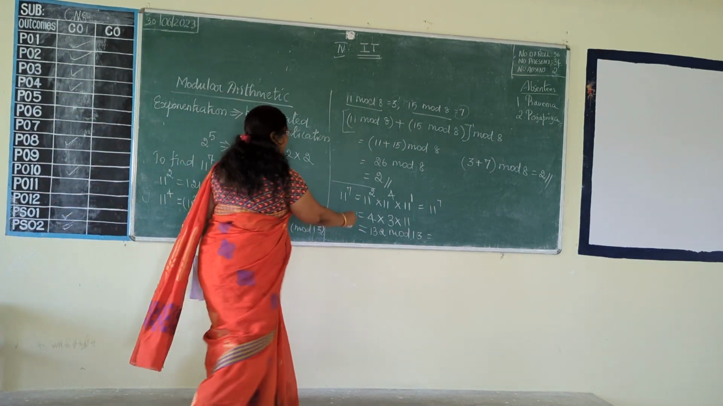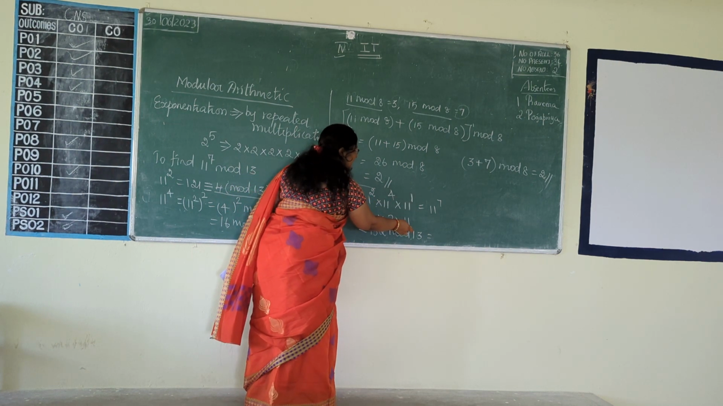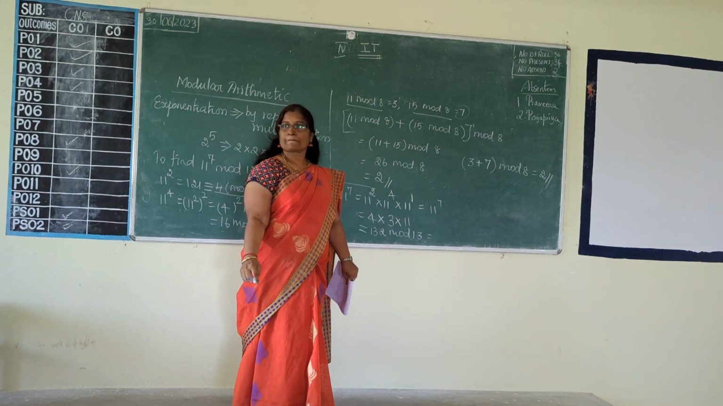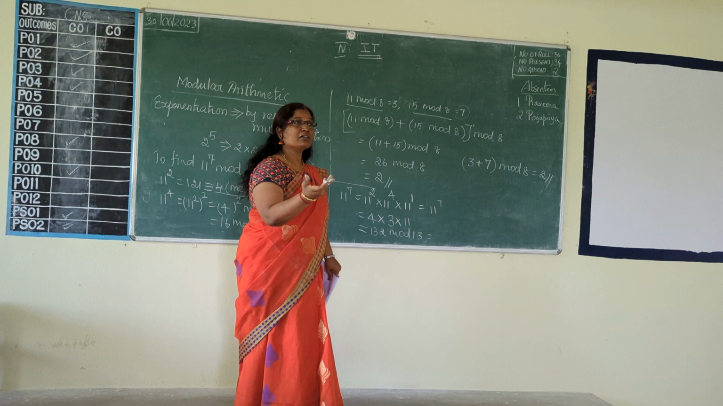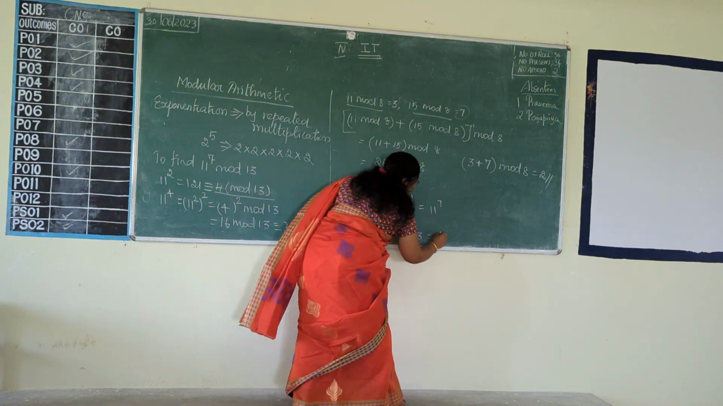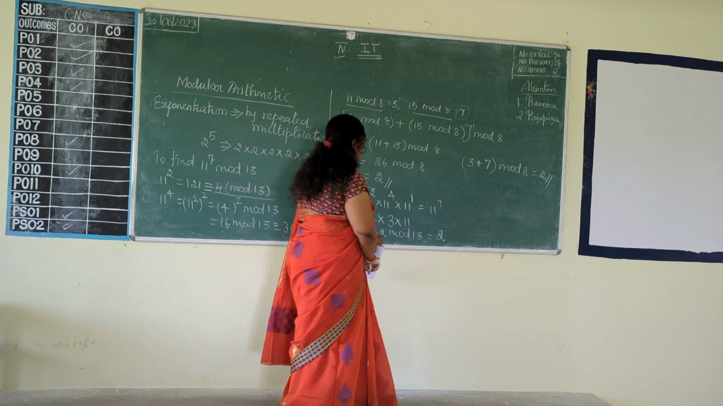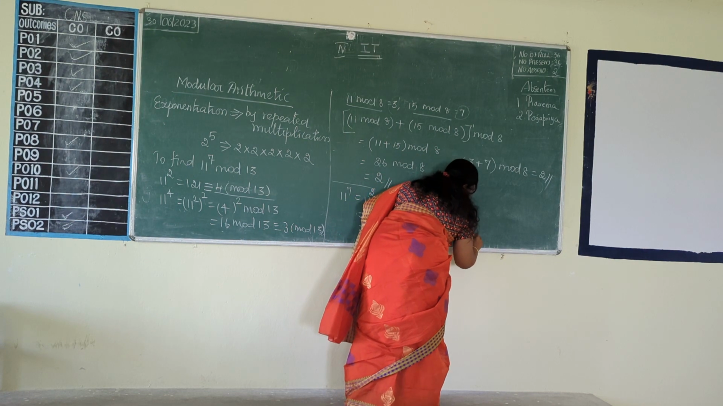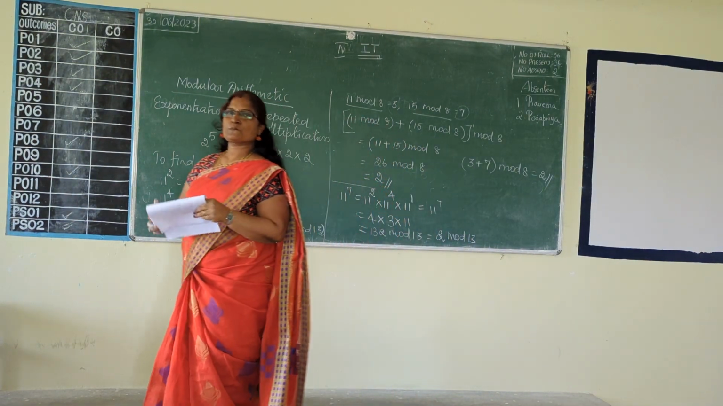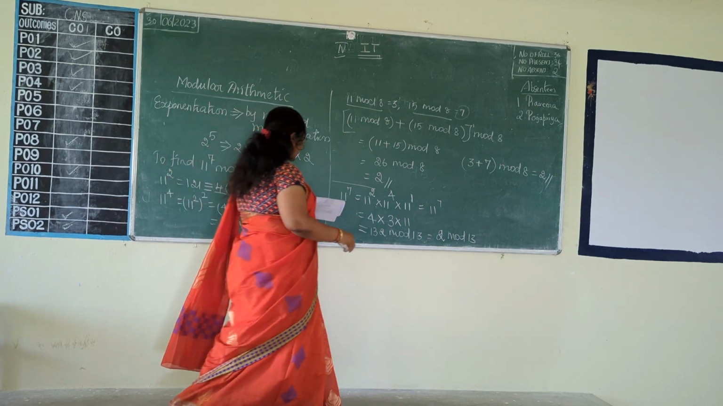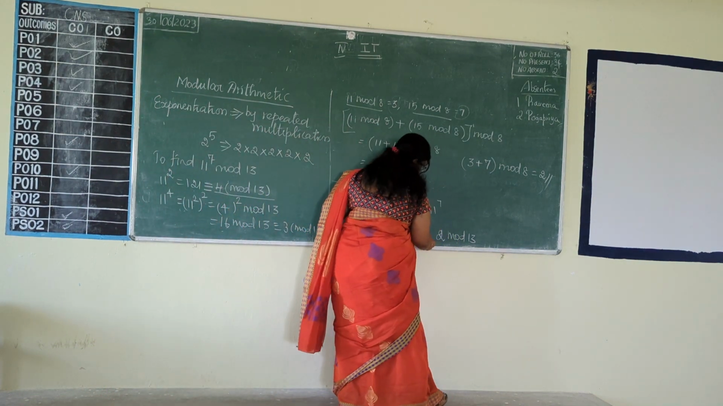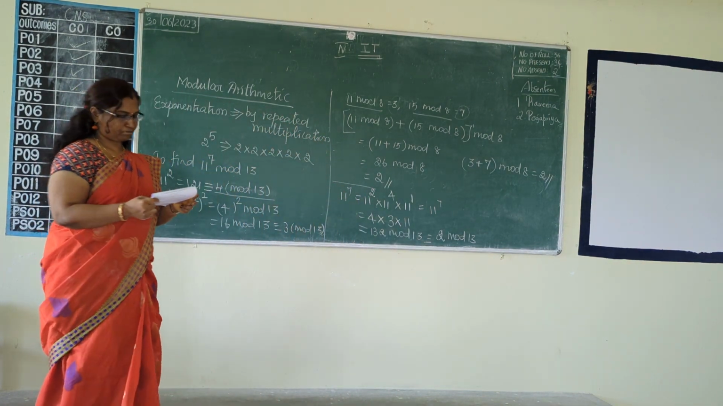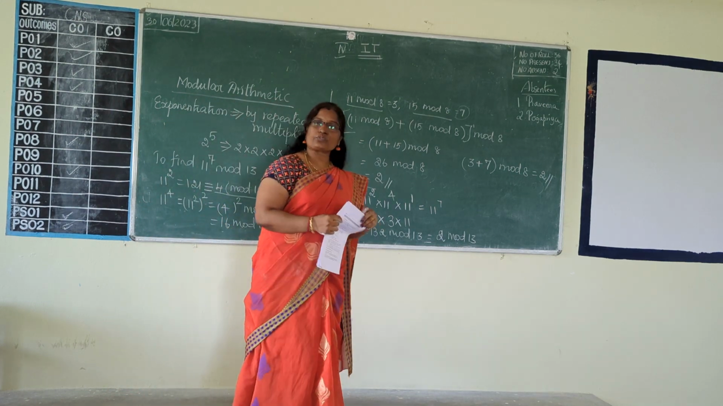Easy only, no? See, everything I have written. So 11 to the power 1 is taken as it is. Multiply all, perform mod. You get the value as? 2. Yes, you are right. So it will be 2, which could be written as 2 mod 13. Or you could write it as a complement. It is equivalent to 2 mod 13. Clear?